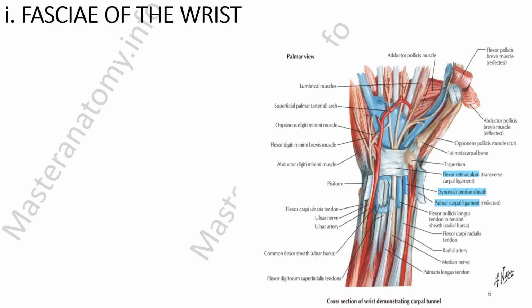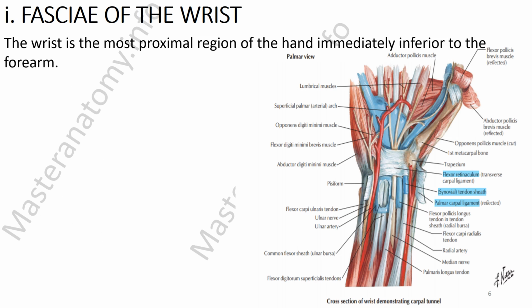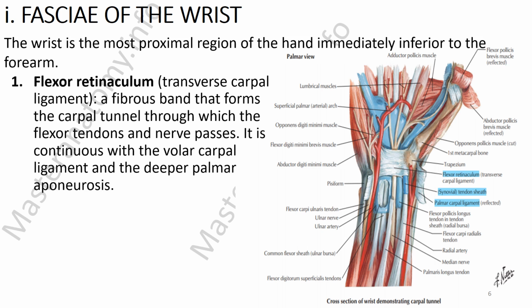So the fascia of the wrist now. Now the wrist is that most proximal region of the hand, which is distal to the forearm or the antebrachial region. And the fascia in this region is the flexor retinaculum, also called the transverse carpal ligament. Now this fibrous band, which I am indicating here right now, is the flexor retinaculum, which has its medial attachment at the hook of the hamate bone and the pisiform bone. It then extends laterally to attach to the trapezium bone and the scaphoid bone, which has the bulk of its lateral attachments.